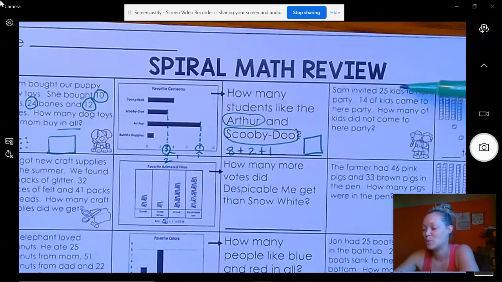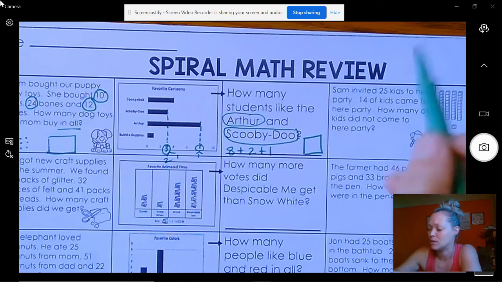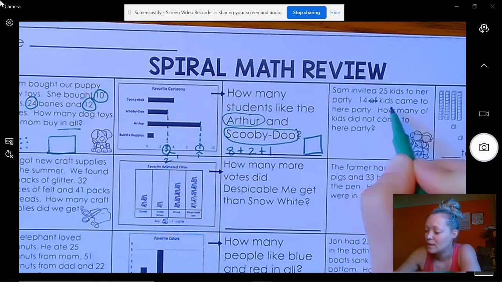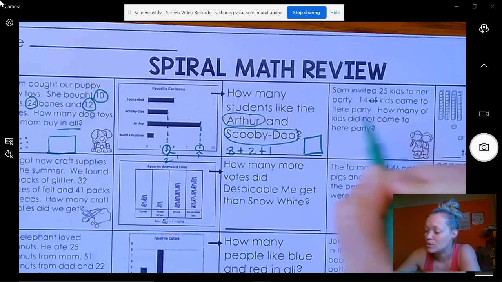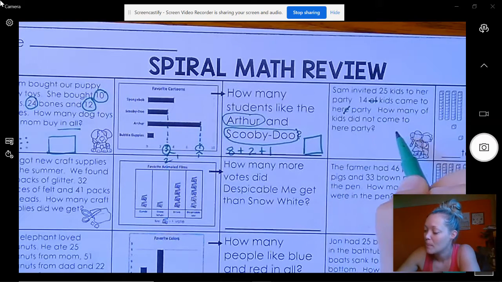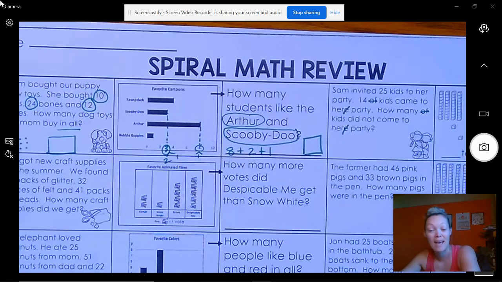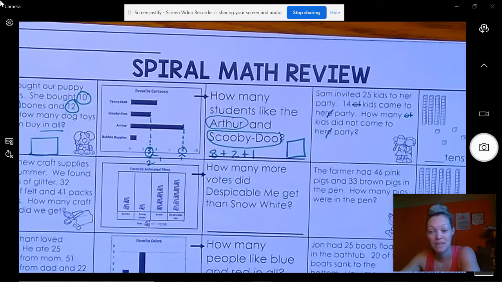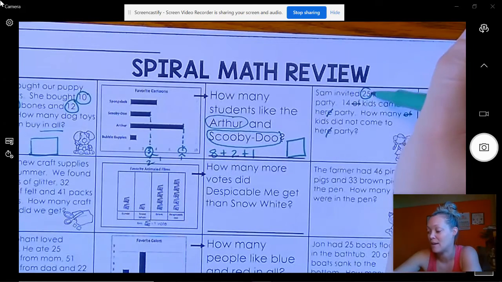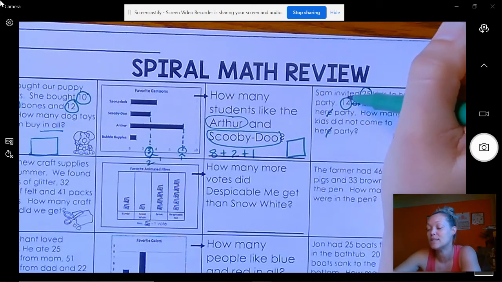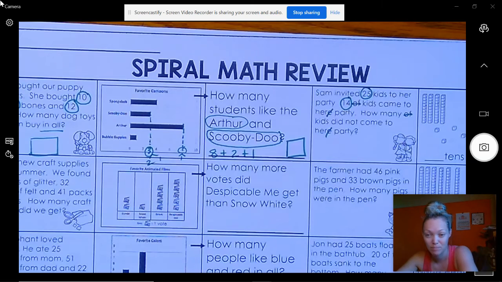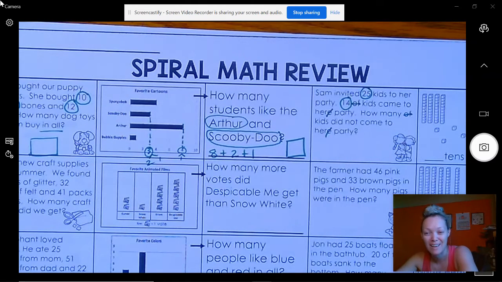Then we have Sam invited 25 kids to her party. 14 kids came to her party. Ooh, there's some spelling mistakes. How many kids did not come to her party? Okay, so 25 kids were invited. You need to know that. Only 14 of those kids came. So how many did not come?